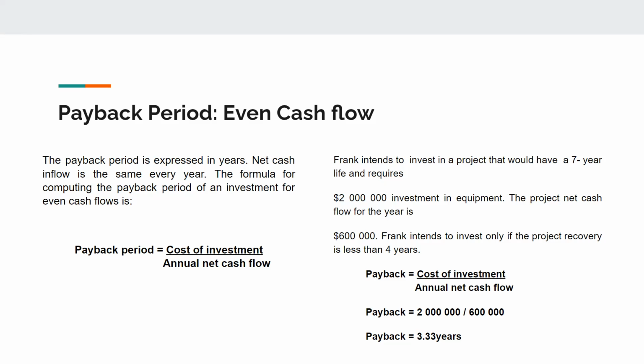So his payback period can be calculated by looking at the cost of the investment, which in this example was $2 million, and the annual net cash flow was $600,000. So his payback period is roughly 3.3 years, right? If you divide the 2 million by the 600,000, and that's below his threshold, right? So more than likely, Frank might consider taking on the project.